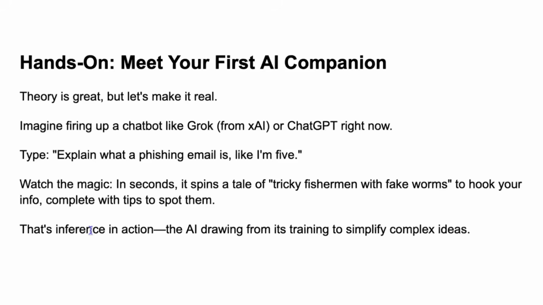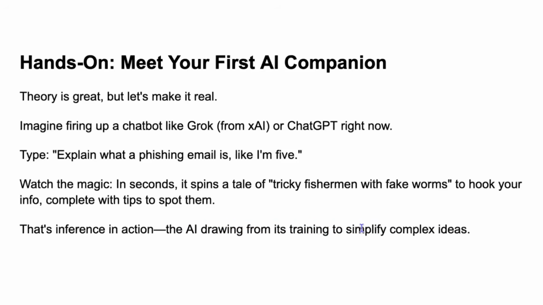It's also important to test different AI models, but I'm also very curious how the same prompt will generate a different response from the same exact model. That part is really interesting. For example, if you went to say, "Explain what a phishing email is like I'm 5 years old," you'll get a tale of trickery fishermen with fake worms to hook your info, complete with tips to spot those types of emails, right? That's called inference, the AI drawing from its training to simplify complex ideas.